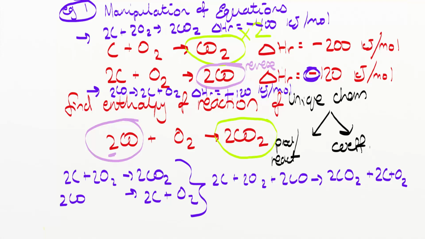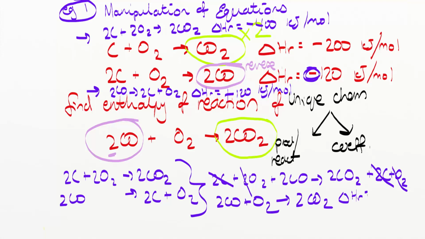Now we can start by cancelling out things. We can cancel out these oxygens here, and then we can cancel out these 2 carbons here. What that leaves us with is 2 carbon monoxide plus oxygen, which forms 2 carbon dioxide. And that's our desired equation, as we can see here. So this desired equation is the same as the equation that we've gotten over here.